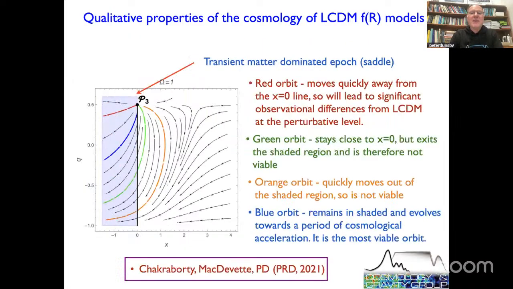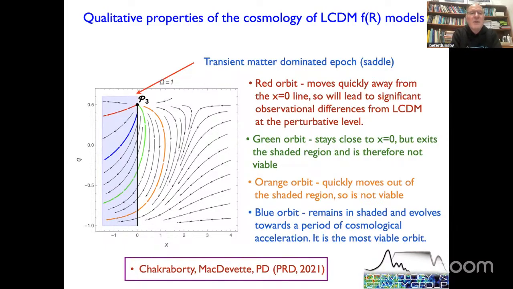So just some examples. Here you can see that the red orbit, the first orbit in the diagram, moves very quickly away from the x equal to 0 line. So that will lead to very significant observational differences from lambda CDM at the perturbative level. Particularly if you look at the growth of structure, you are going to get growth rates and growth factors which are very different from lambda CDM.